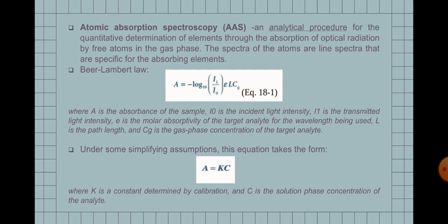So under some simplifying assumptions, this equation takes the form where A equals Kc. K is the constant determined by calibration and C is the solution phase concentration of the analyte.